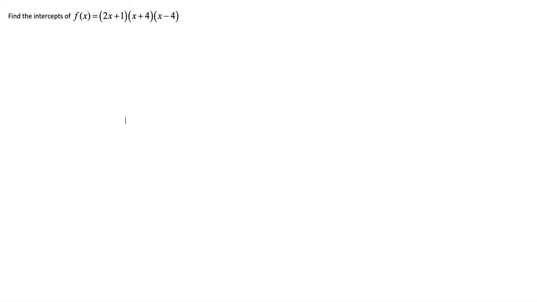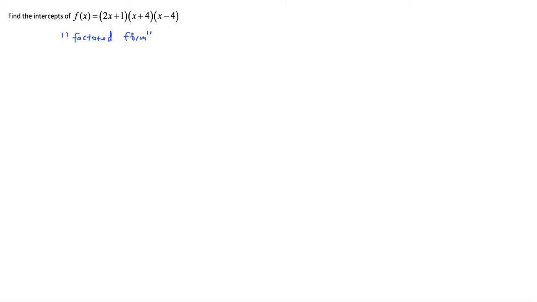Find the intercepts of f of x equals, in parentheses, 2x plus 1, times, in parentheses, x plus 4, times, in parentheses, x minus 4. Right, so this is a polynomial, but we call this the so-called factored form, and this is actually pretty good. Having the factored form is actually a lot nicer. So why? Because the factors actually give us the x-intercepts.